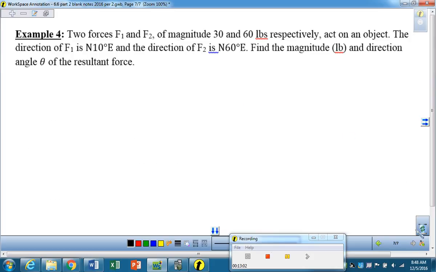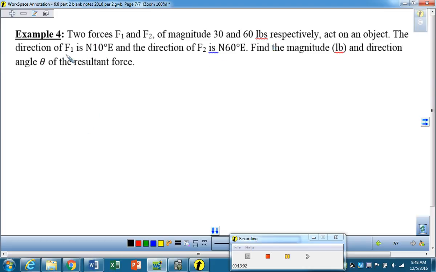So in our last problem, suppose that there are two forces, like we did before, we'll call them force 1 and force 2, of magnitudes 30 and 60 pounds respectively. These forces are acting on an object. The direction of force 1 is north 10 degrees east, and the direction of force 2 is north 60 degrees east. We're going to find the magnitude and direction angle of the resultant force.